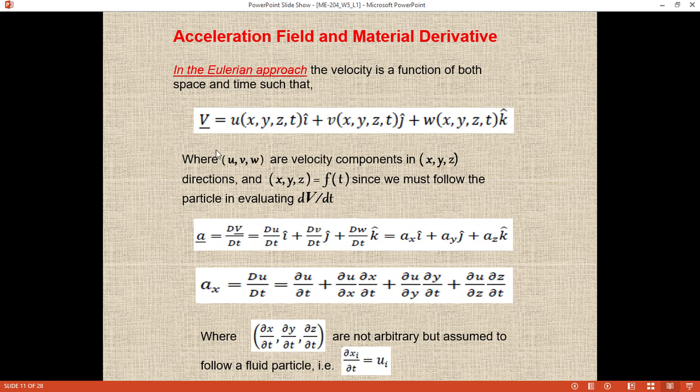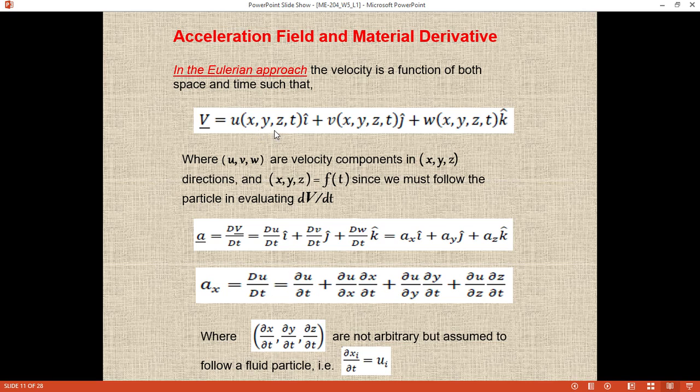Okay, so if you take the derivative dV by dt, du over dt times i, dv over dt times j, dw over dt times k, this is going to be ax, ay and az. But this ax, ay, az is not that simple. Here you can see ax will be equal to du by dt. It's a total derivative, and u is a function of the space coordinates as well as time.